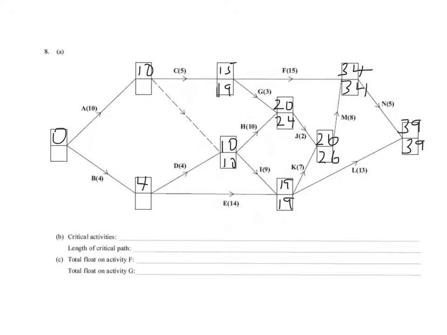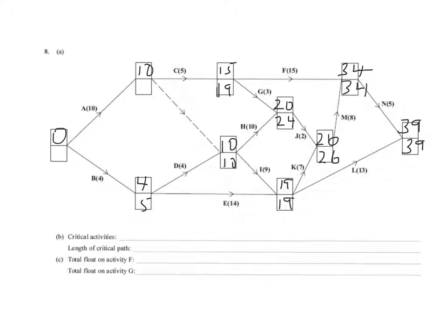So what about the start here? 10 minus 4 is 6. 19 minus 14 is 5. The smallest number there is 5. So the latest start time at that point is 5. If we start activity E after 5 days, we won't get there in time.